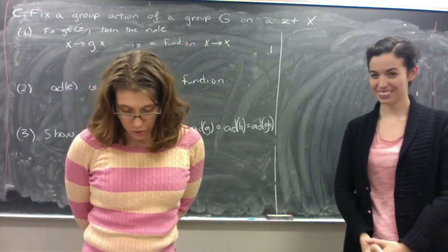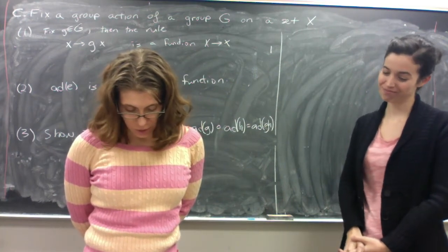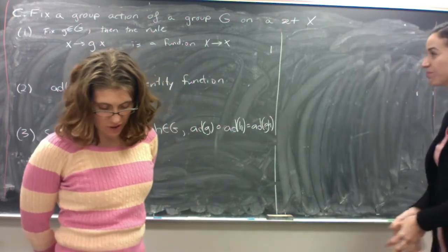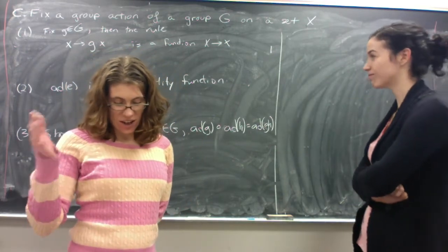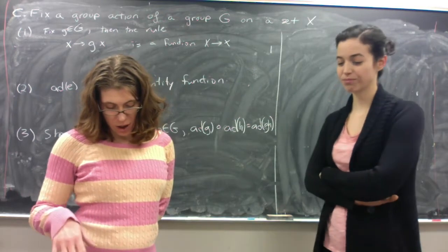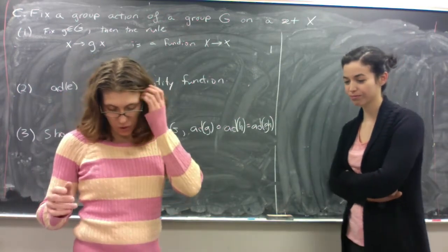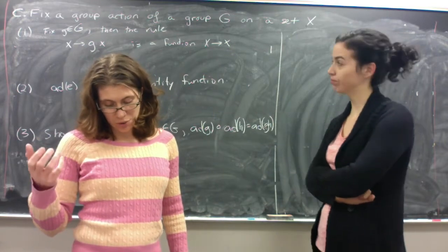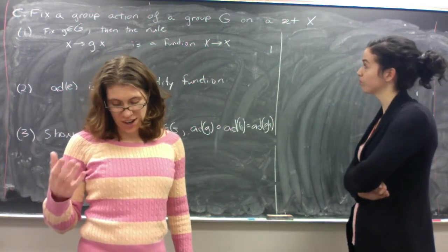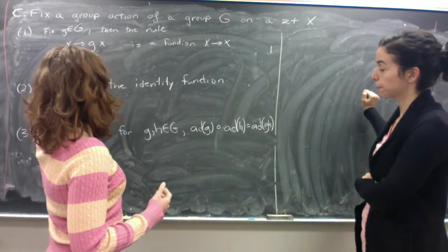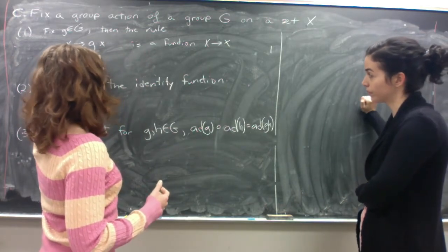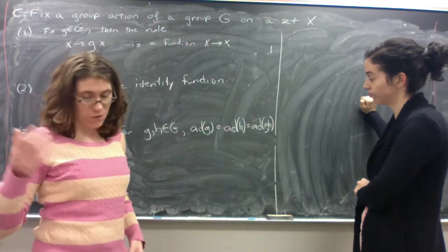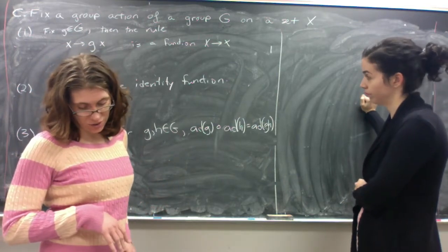We're going to do problem C on the adventure sheet on group actions. So this is where we start with a group acting on a set X. In the first part, we want to observe that if you fix an element G in the group, then the rule that maps X to G dot X, where G is acting on X, is a function from X to X.